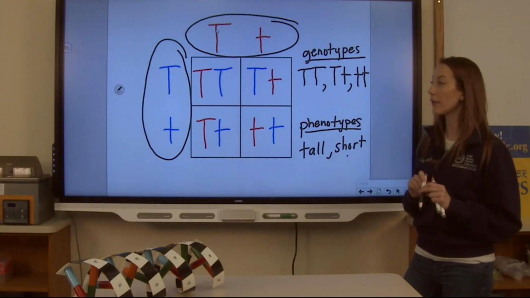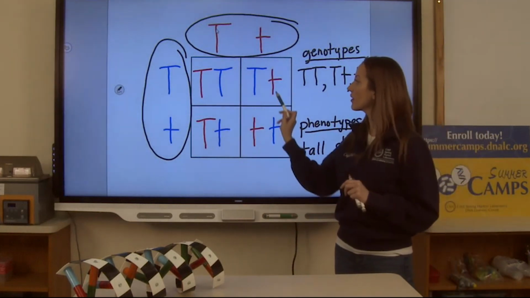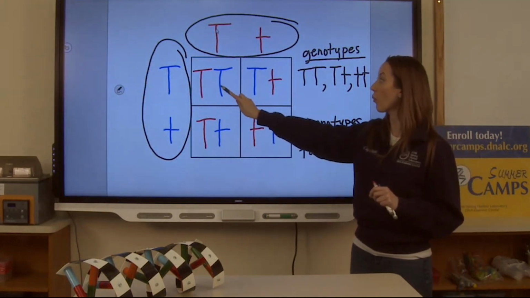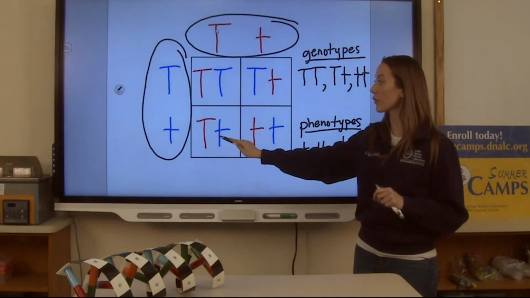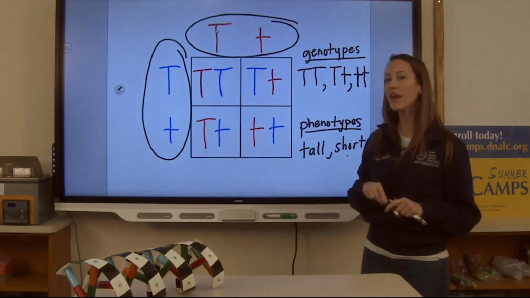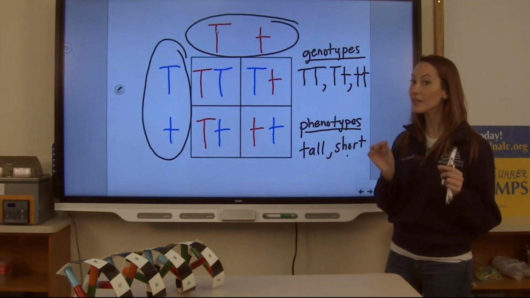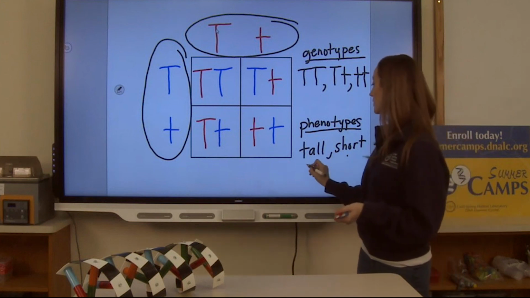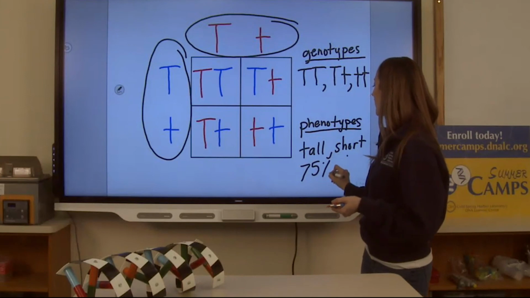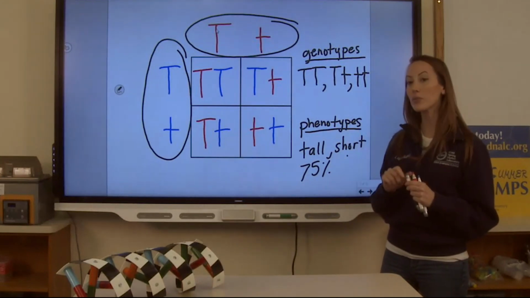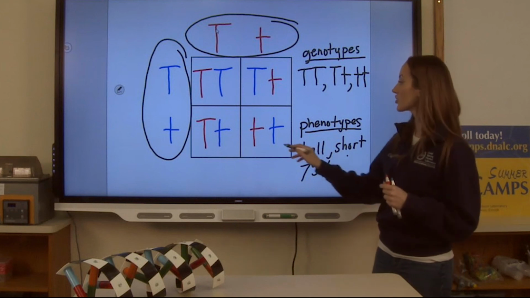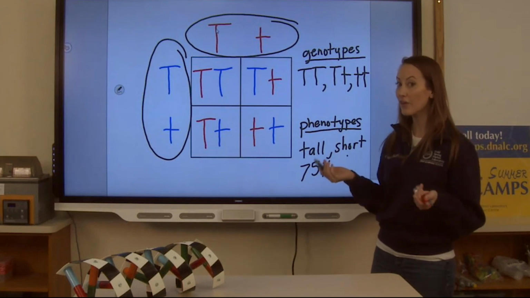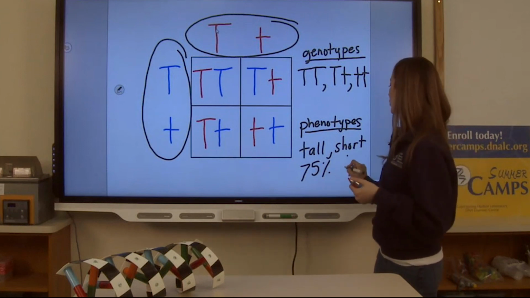Let's do percentages quickly. Out of the 4 boxes, how many of them show a tall plant? 1, 2, 3, just 3. So 3 out of 4. What percentage is that? I always like to think of quarters. That helps me think of it. 3 out of 4 is going to be 75%. So there is a 75% possibility that the offspring is going to be tall. Let's check out, we only have one box showing the possibility of a short plant. 1 out of 4, 1/4 is 25%.